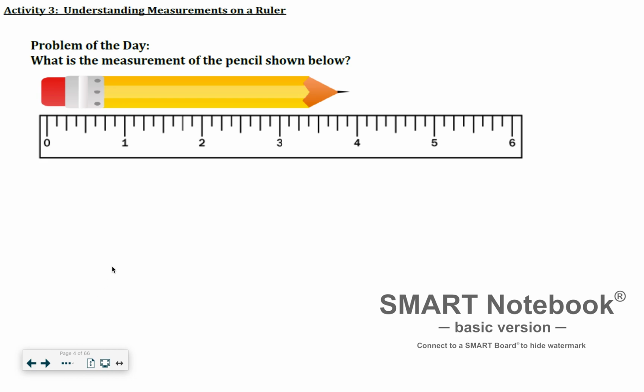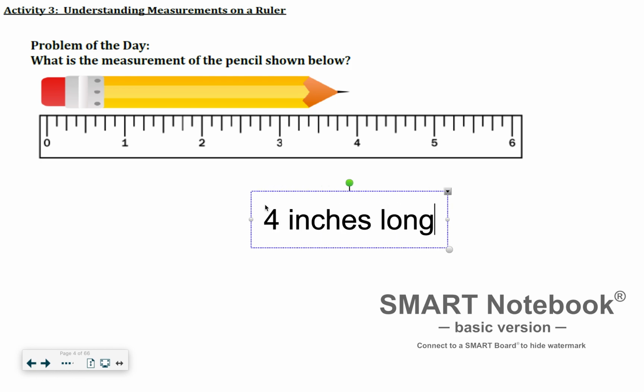Okay, here's the next type of question you'll be seeing on our quiz. What is the measurement of the pencil shown below? So you need to see that it's lined up at the 0, and you need to look at the other end, where that lead matches up. And it looks like this pencil is 4 inches long because it lines up with the tick of 4. Let's try another one because that was pretty easy. We only had to deal with a whole inch.